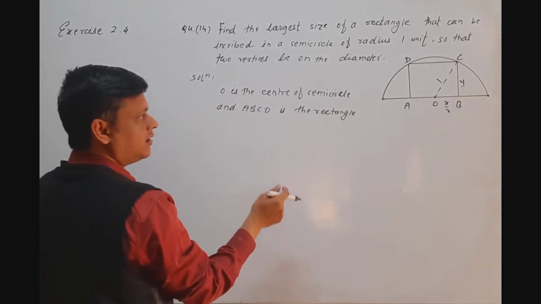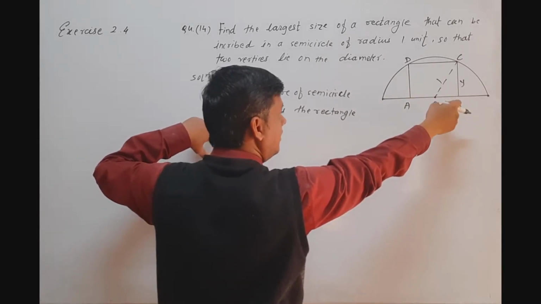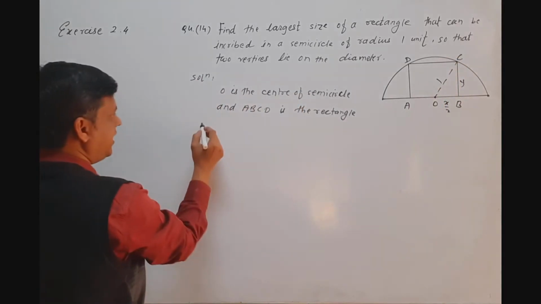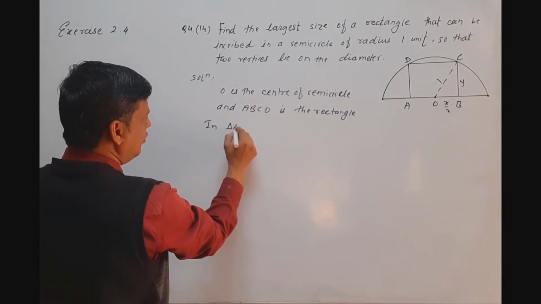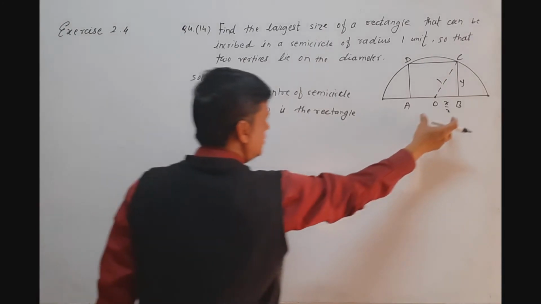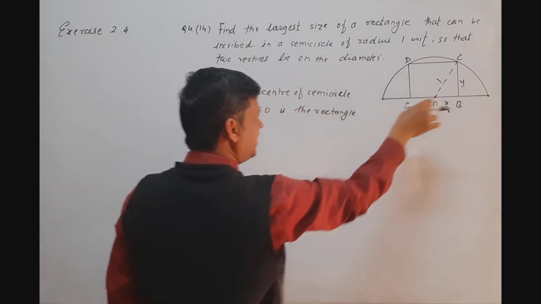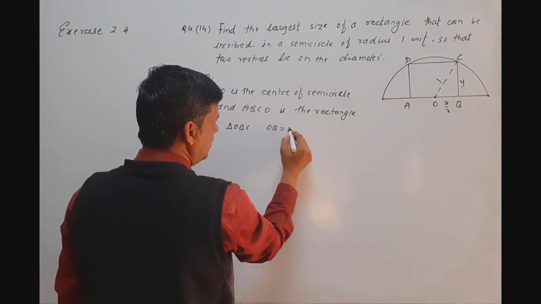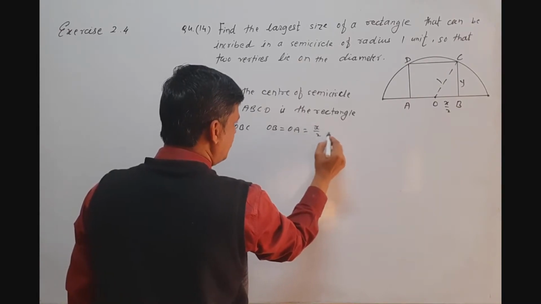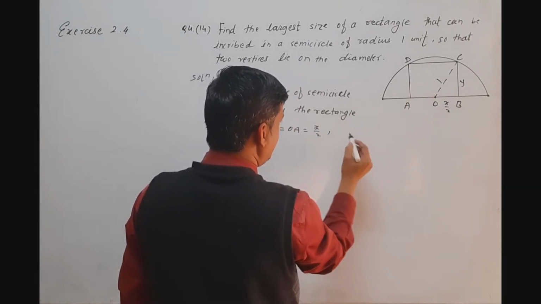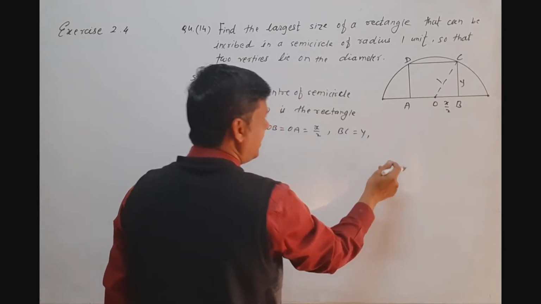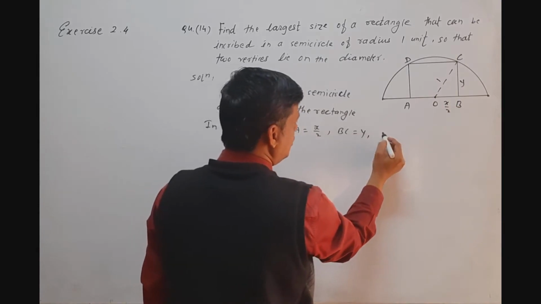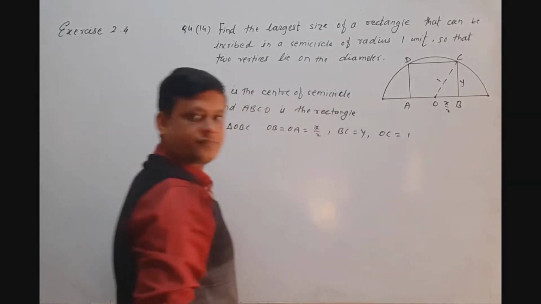So in this rectangle ABCD we consider this triangle OBC. Right here in triangle OBC, this OB is equal to half of AB, that is x by 2. So OB is equal to OA equals x by 2. Then BC equals y, and this OC, that is the radius of this semicircle, so OC is equal to 1.